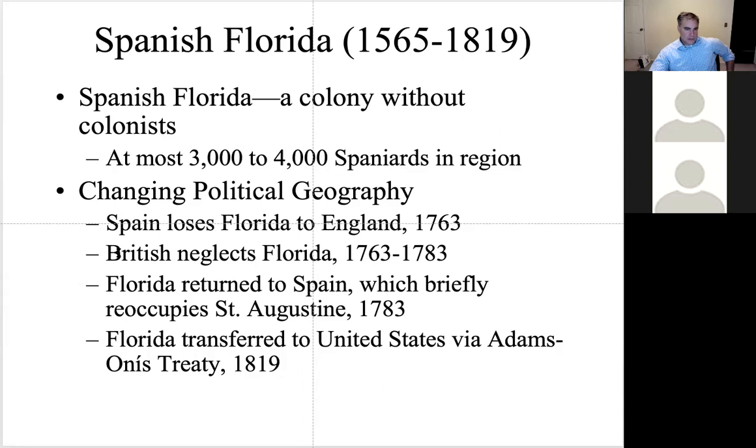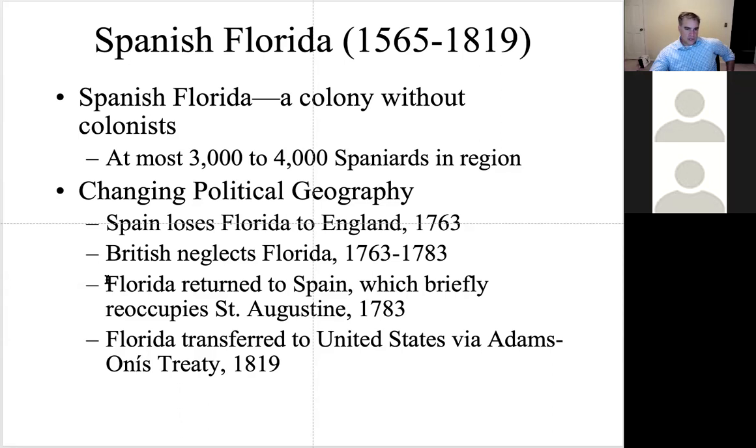The British were never interested in Florida. They did nothing with it. And so it was in British hands, officially British for 20 years until 1783, when the United States, 1781, defeated Britain in its war for independence. And the Second Treaty of Paris was the negotiations for the United States to be recognized.